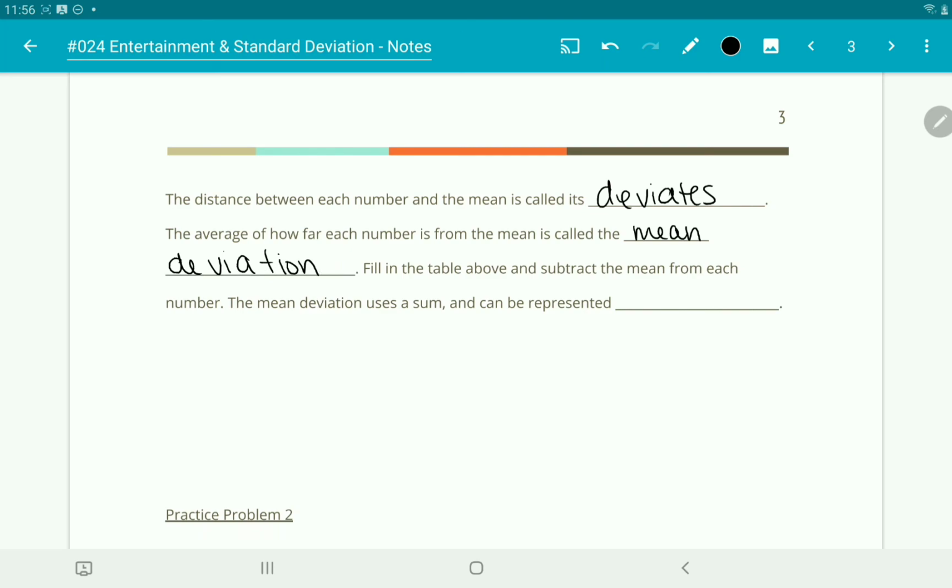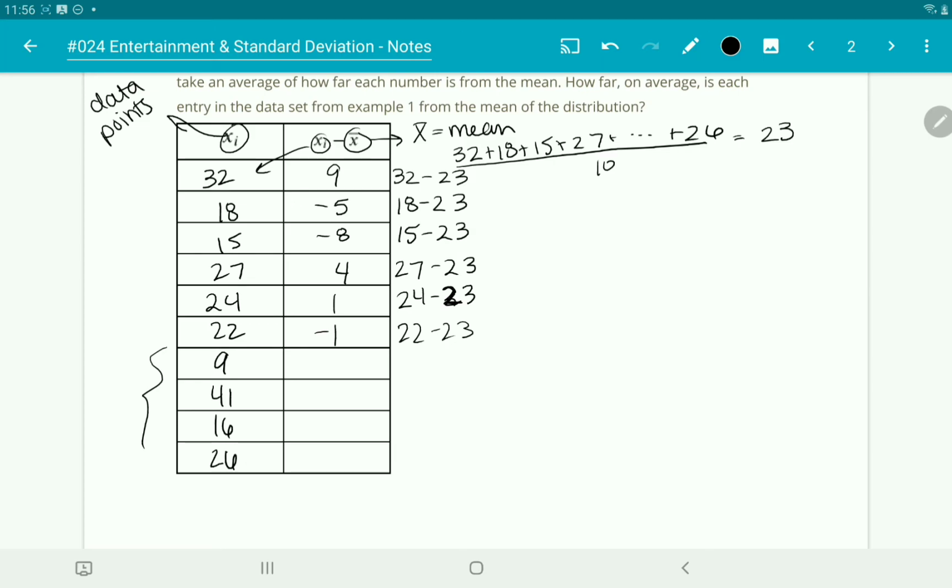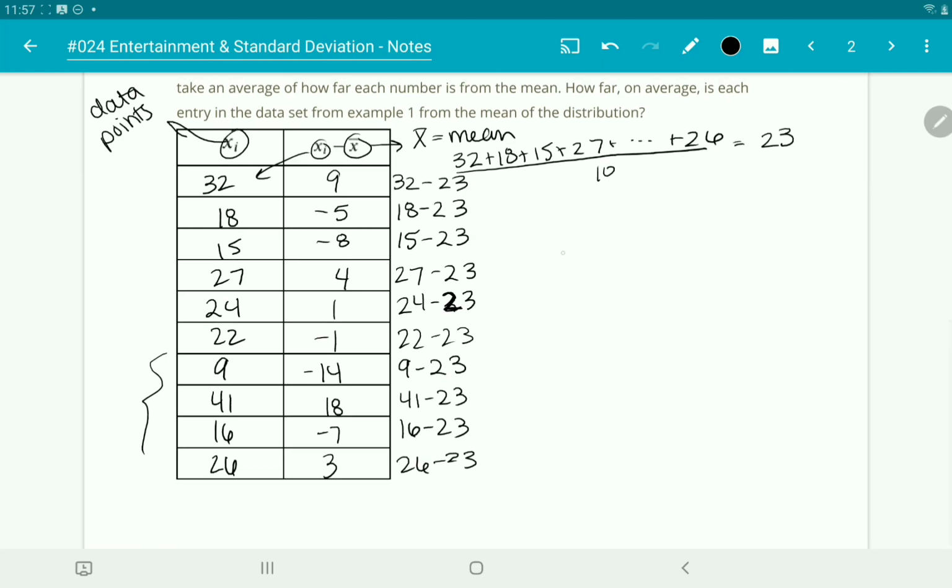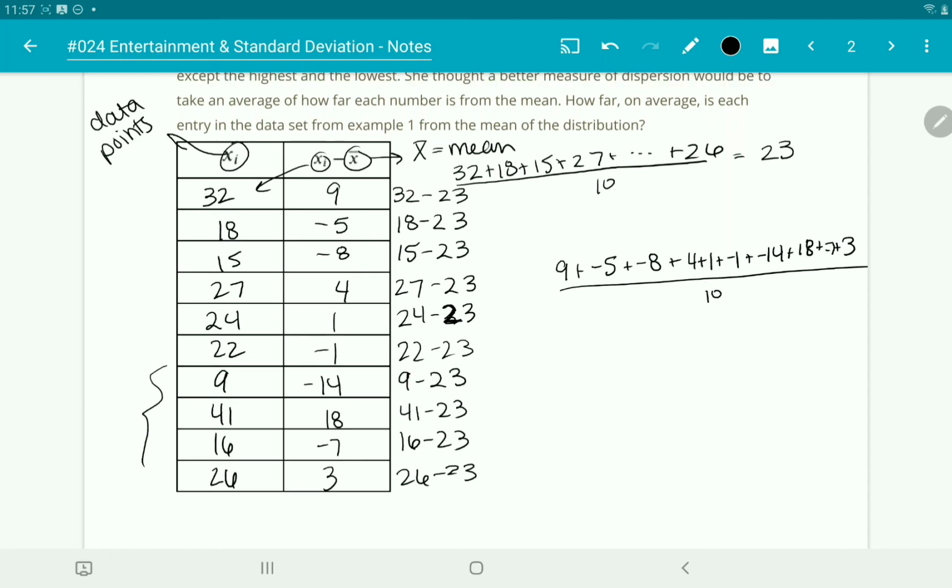So actually, I will go through and do all of these. If we go back, 9 minus 23 gives us negative 14, then 41 minus 23, 16 minus 23, and we're just taking this number over here, 26 minus 23. We simplify all those and we get 18, negative 7, and 3. Now in this next part, in order to find the average for all these, we're just going to add all of these together: 4 plus 1 plus negative 1 plus negative 14 plus 18 plus negative 7 plus 3. And then we're going to divide by 10 because we have 10 numbers.